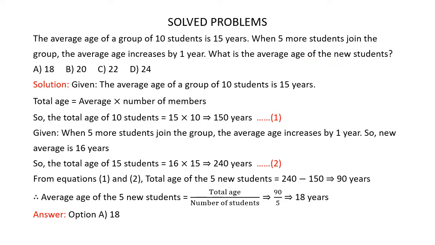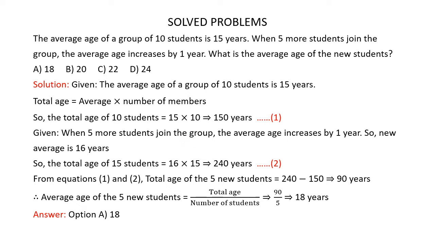Now it's given that the average age of a group of 10 students is 15 years. So total age is equal to average multiplied by number of members. So the total age of 10 students will be equal to 15 multiplied by 10, which is 150 years. This is equation 1. It's given when 5 more students join the group, the average age increases by 1 year.